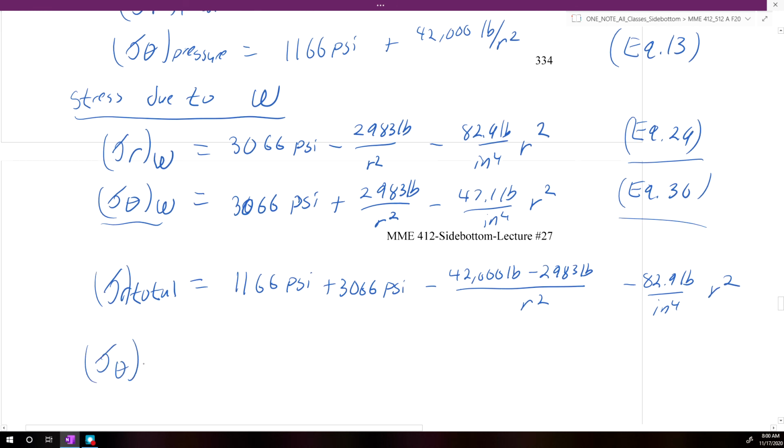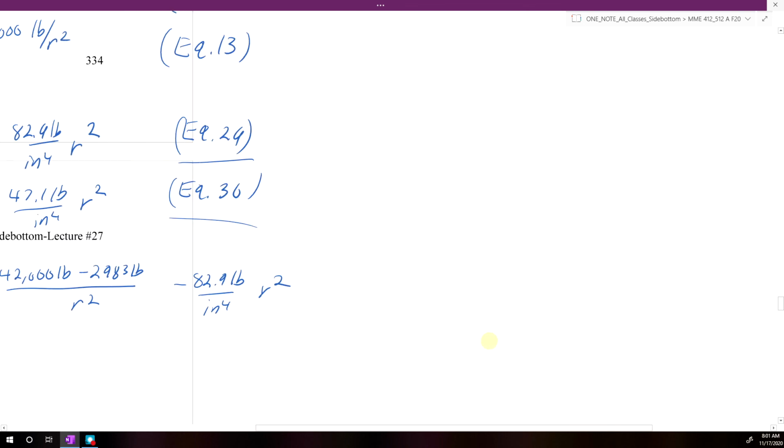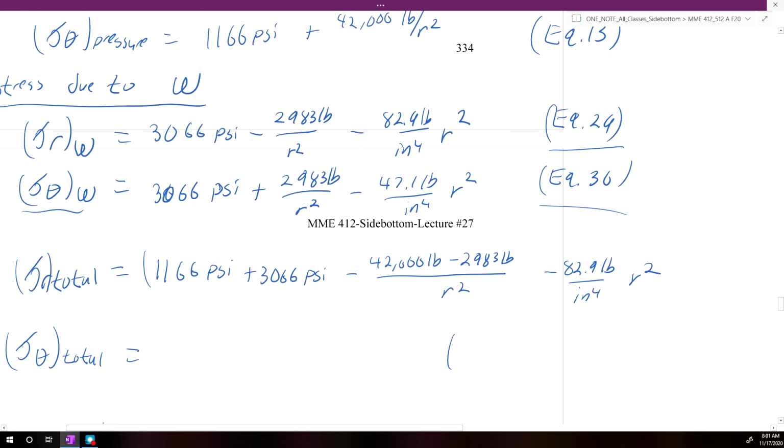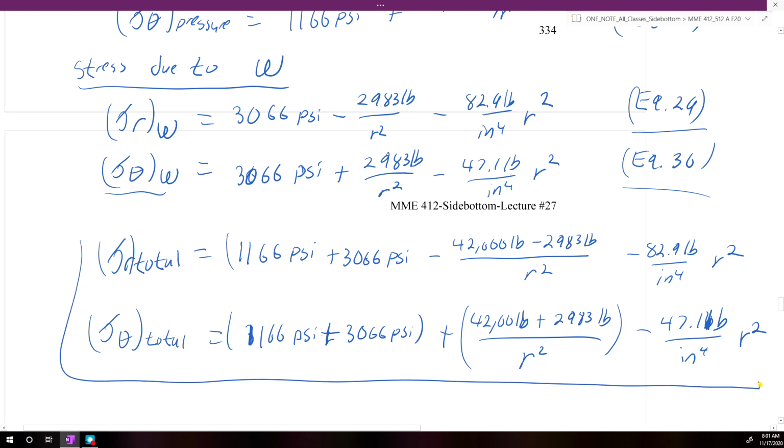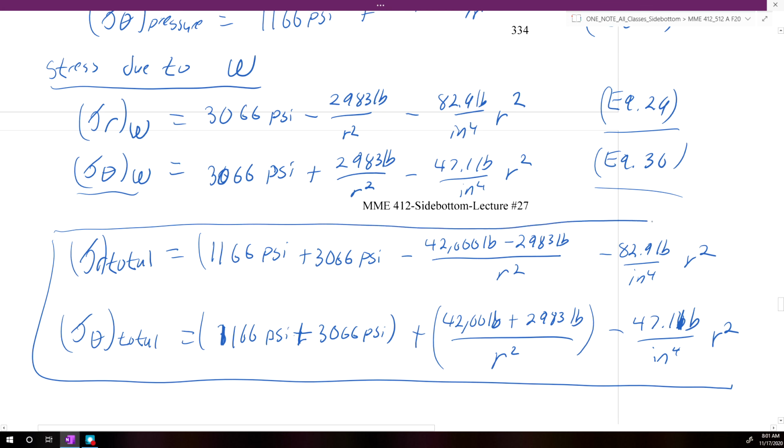And then we would just add up the tangential stresses due to pressure and omega to get our total tangential stress, and that would just be equal to 1166 psi plus 3066 psi, I should say plus 42,000 pounds plus 229.83 pounds divided by r squared, and then we would have minus 47.1 pounds divided by inches to the fourth times r squared. All right, and these would be our total stress distributions in the disk due to the interference pressure and the rotational stress.